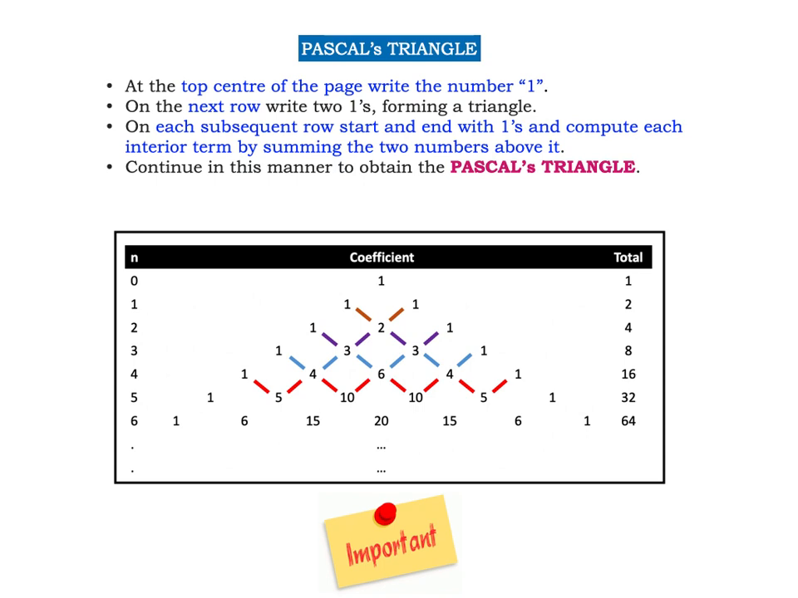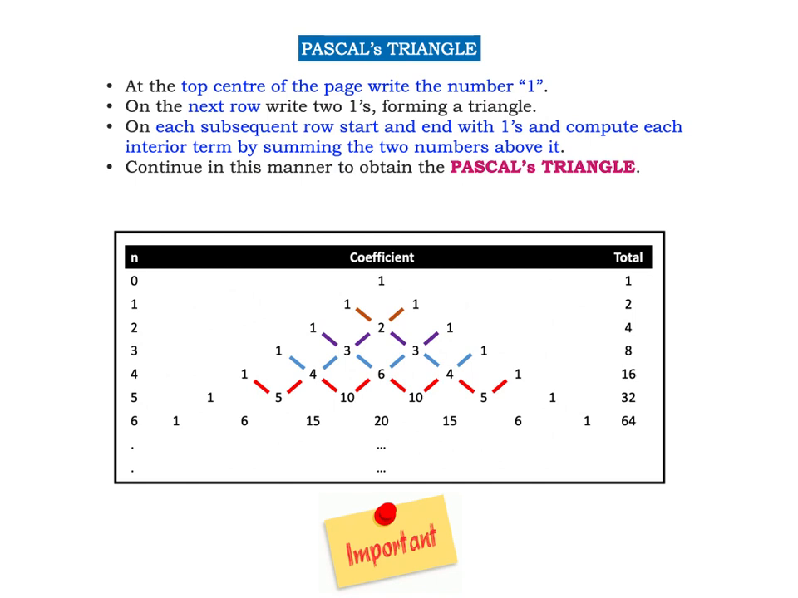Now when n is equal to 3, as indicated by the purple short lines, first you add 1 and 2, you will get the total as 3. Then when you add 2 and 1, you will get the total as 3. And on either side of these two 3's, you write 1. Now when you add up these values, the total will be equal to 8.